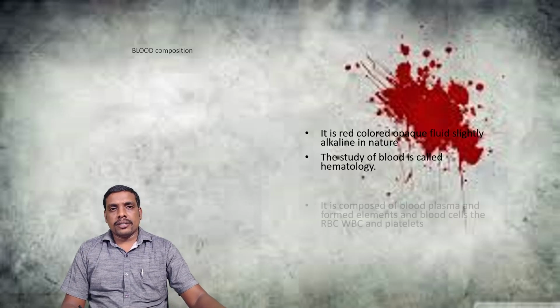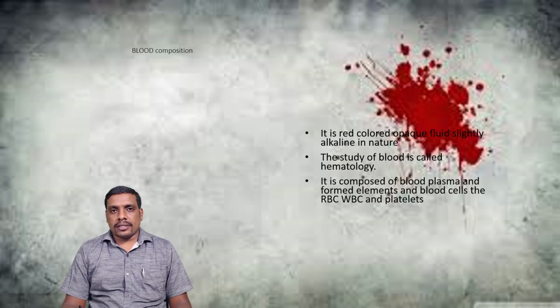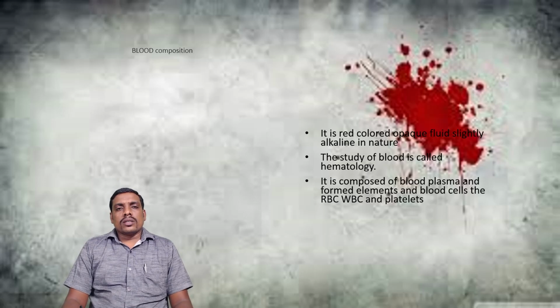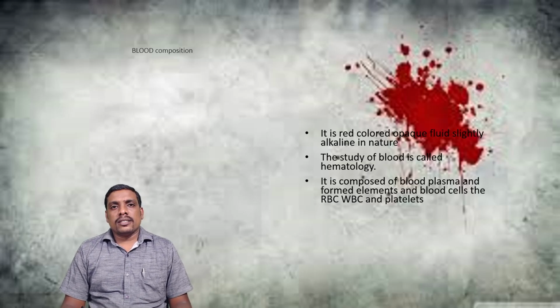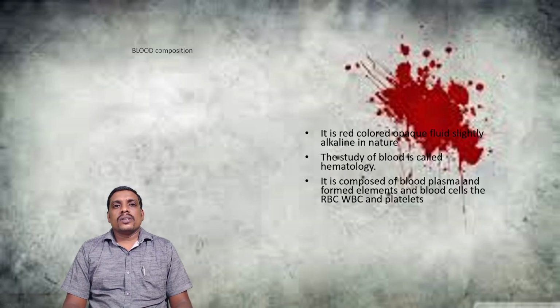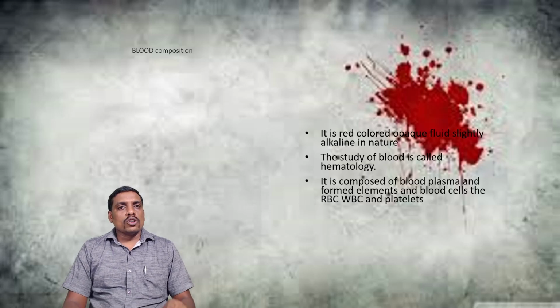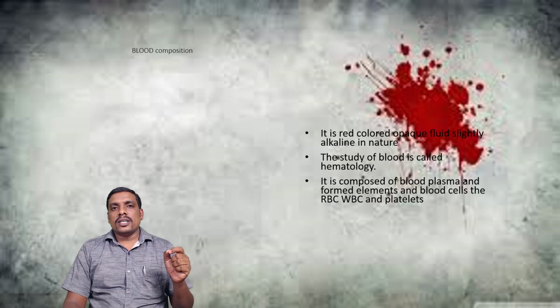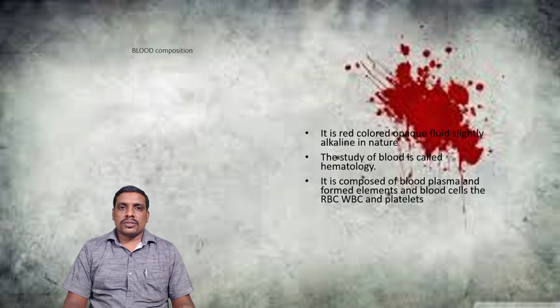Blood contains a fluid part. What is the fluid that is present in the blood? The fluid present in the blood, namely plasma. Plasma in the blood occupies about 55%. The remaining 45% of the blood contains formed elements.